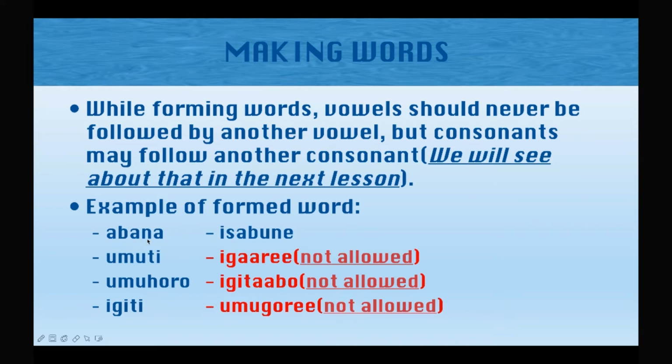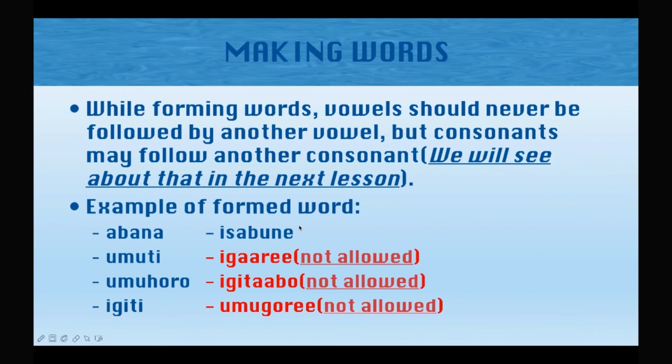Abana. Abana means children. This is umuti. Umuti means medicine. This is umuhoro, which means panga. This is igiti, which means tree. And this is isabune, which means a soap.